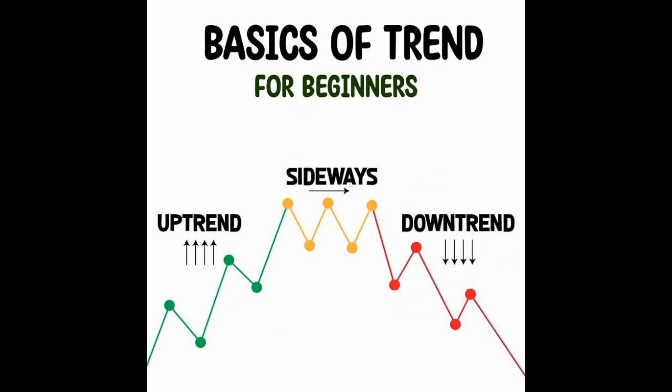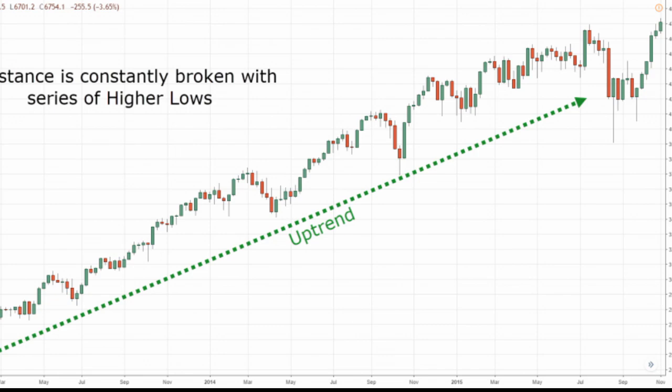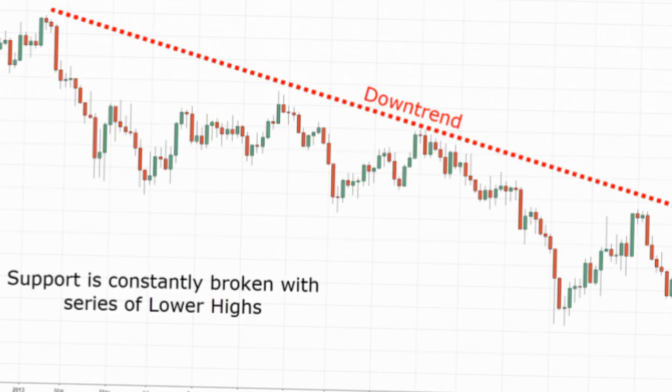Make sure to watch until the end. Let's start with the basics. Trend following means trading in the same direction as the dominant market trend. When the market is going up, we look for buy opportunities. When the market is going down, we look for sell opportunities. We never trade against the trend.